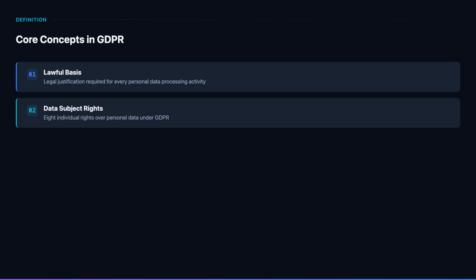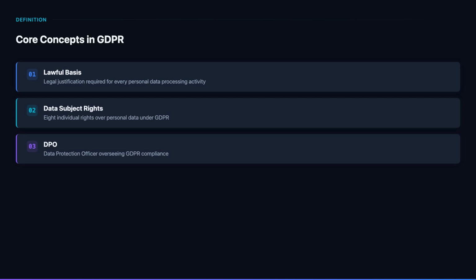Data subject rights give individuals genuine control over their personal data, and organizations must have processes to respond to requests within 1 month, including systems to locate, extract, and delete data on demand. A data protection officer is required for public authorities, organizations that conduct large-scale systematic monitoring, and those that process special categories of data at scale, and must be given the independence and resources to fulfill the role.